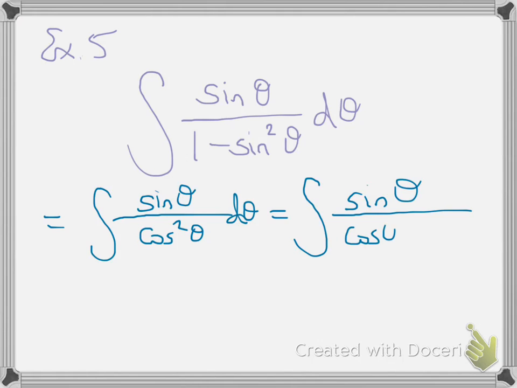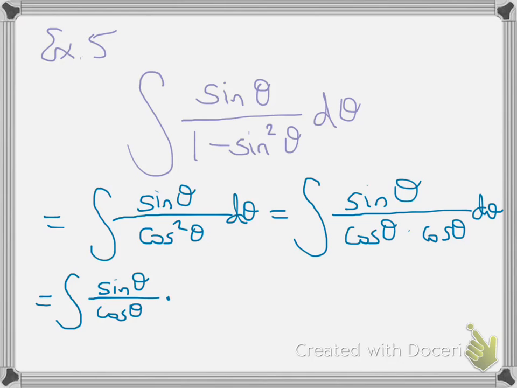Think about cosine squared theta as cosine theta times cosine theta in the denominator here, like this. I'm doing way too much rewrite here. You don't need to do this much rewrite, but I want everybody to see the logic for this. All of these steps are algebraically equivalent.